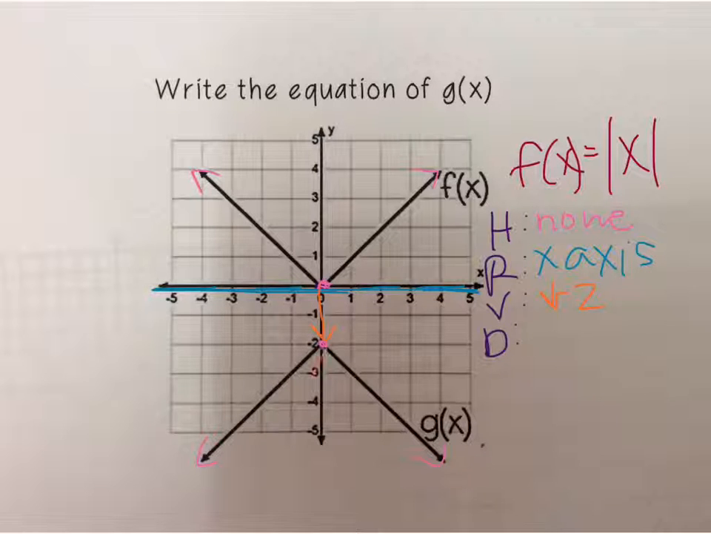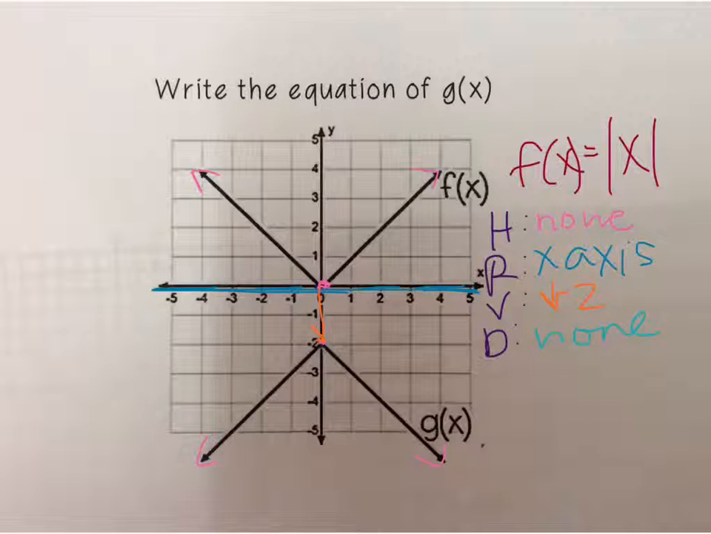And then a dilation, if there was a dilation, the arms would be on the inside for a stretch or the outside for a shrink. And since they are not, we're going to put none for a dilation here.